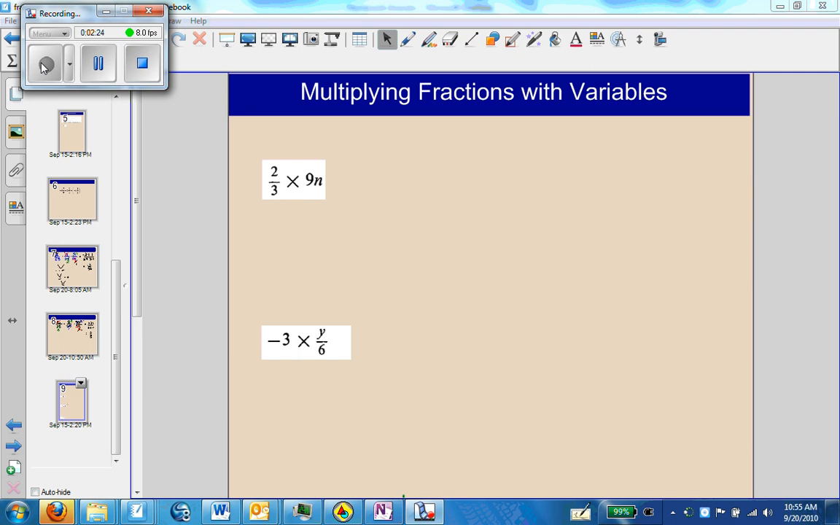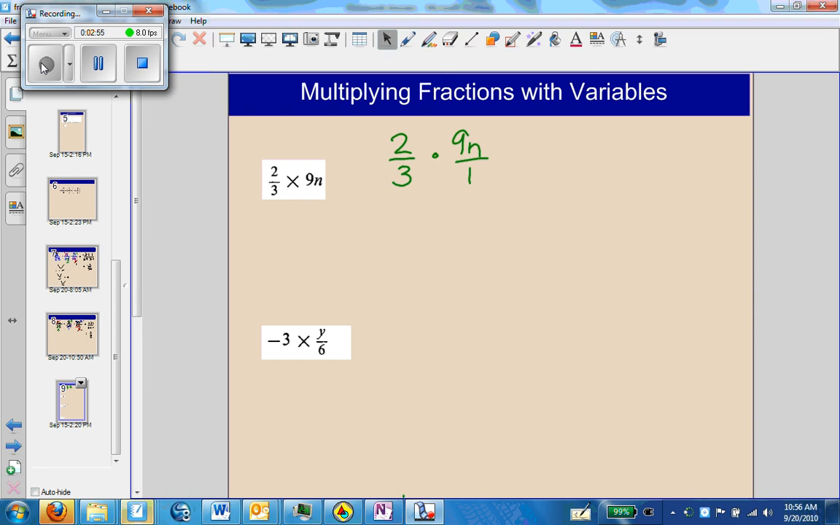Next, we're going to learn how to multiply fractions with variables in them. So the first thing I want to do is make sure that any whole numbers are written with a 1 underneath them. So I'm going to take the 9n, which means 9 times some number. We don't know what number it is. And I'm going to put that on top of 1 because it's a whole number. So we need to put the whole number over 1 so we can clearly see our numerators and denominators. We need to always see our numerators and denominators when we're multiplying.